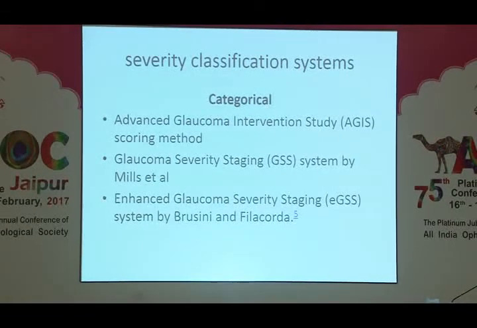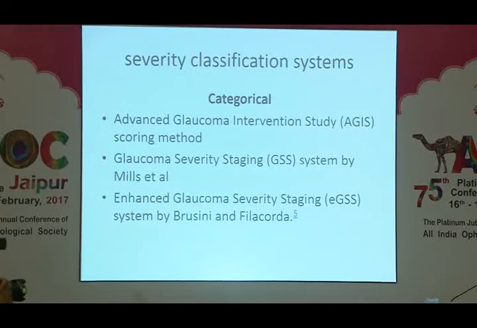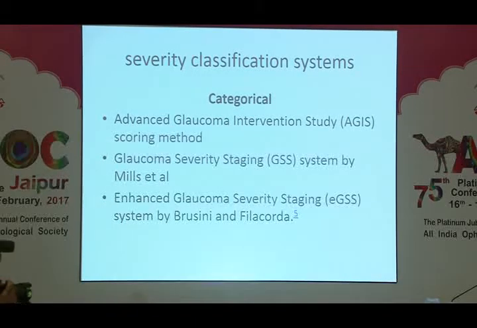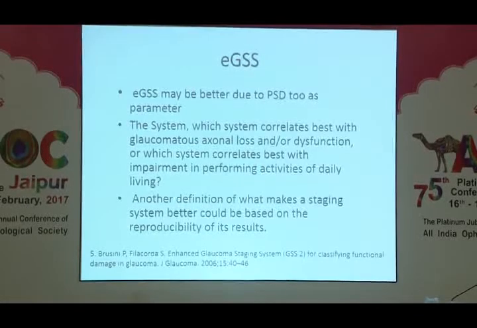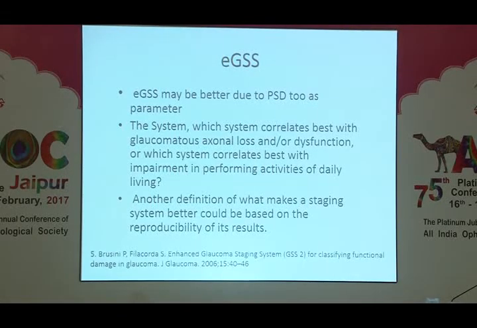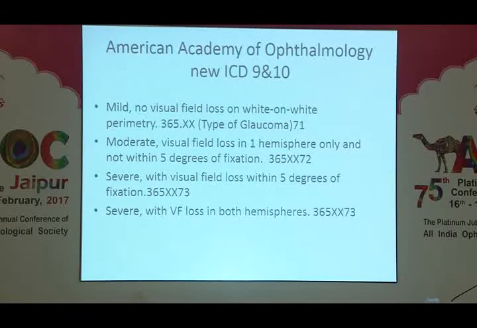There have been numerous ways to classify it, AGIS, GSS, EGSS, but the standard function, standard is still not there. AGIS only took into account mean deviation, whereas others are taking PSD also into account. So PSD is more specific to axonal loss. So it is a shade better, but still it is not available for clinical practice.